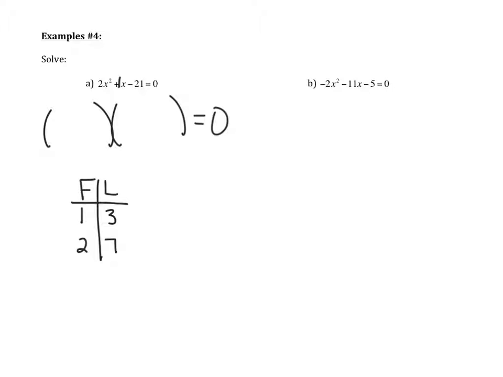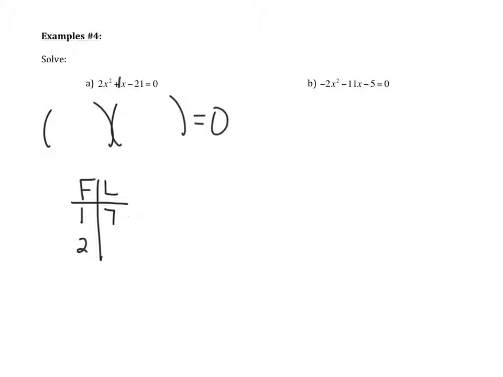So let's see what happens. 1 times 3 is 3. 2 times 7 is 14. And remember, one of these numbers has to be negative. But even if I made one of them negative, if I added downwards, there's no way I would get a 1 in the middle. So let's try our next option.